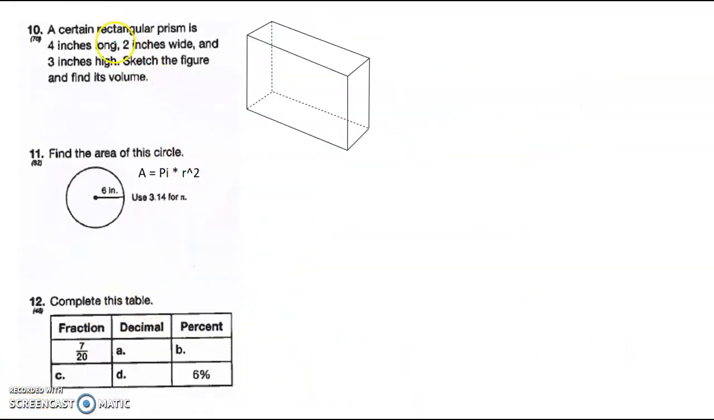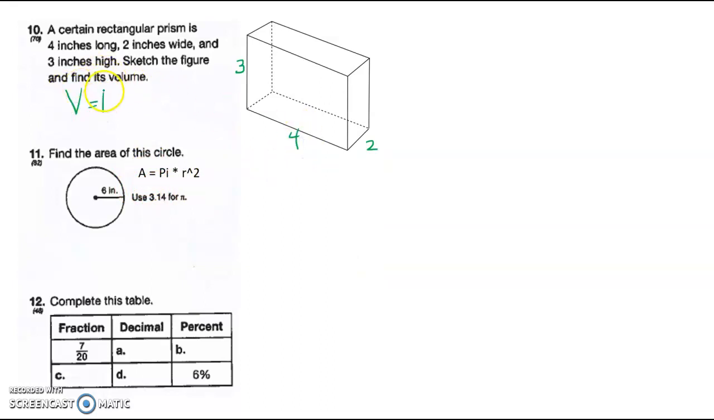Okay. A certain rectangular prism is 4 inches long by 2 inches wide by 3 inches high. So we have 3. And then we have that this is 2. And we have that this is 4. And it says to sketch it. You can do your best to sketch it. That's perfectly fine. And then find the volume.